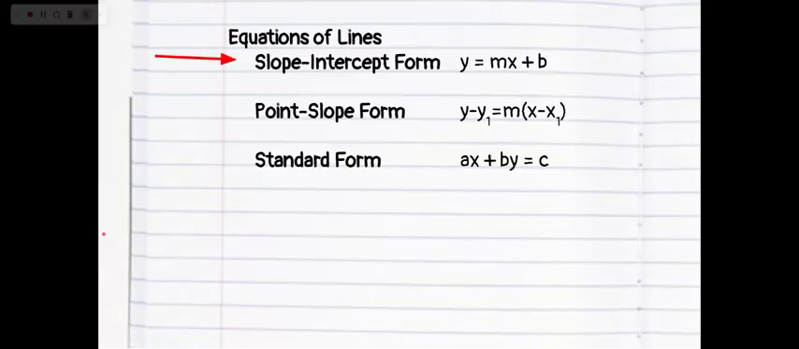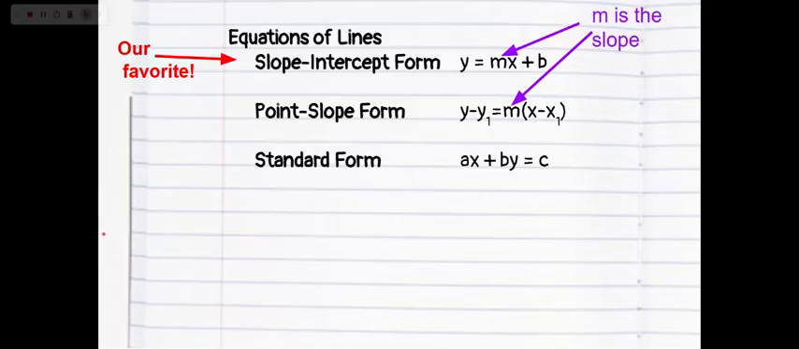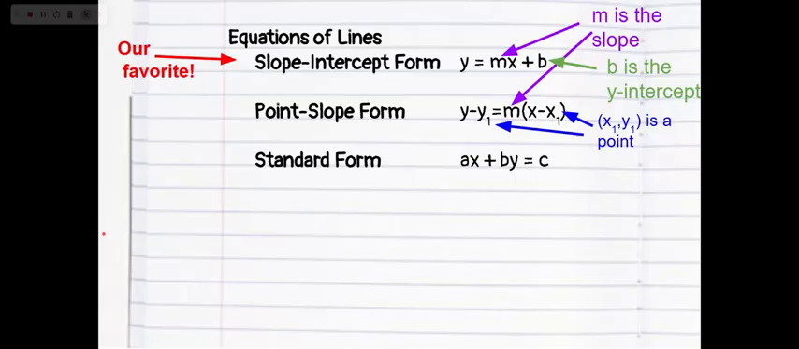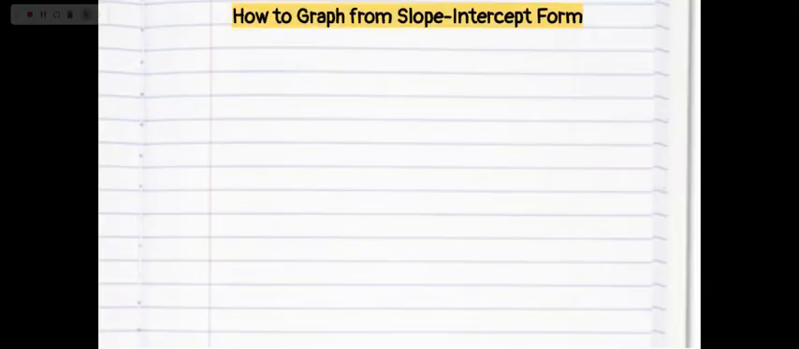So why are these called these things? Well, slope-intercept form, it has the slope in there. M is the slope, remember? And then b is the y-intercept. That's why it's called that. Point-slope form also has a slope in there, but it also has a point in there. And then we'll go over standard form at the end of class. So find the piece of paper that says how to graph from slope-intercept form.